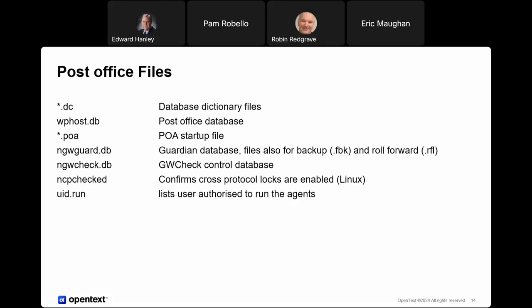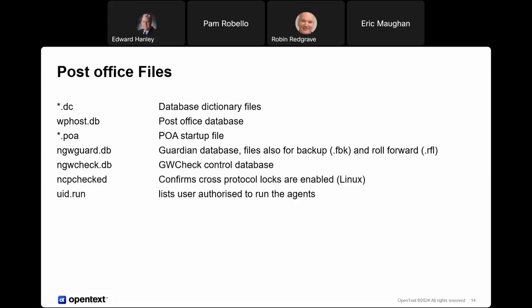We've got the startup file for the post office. Again, same things there about trying to avoid putting stuff in there. And then we've got a very important database called NGW Guard database, which is the Guardian database, which really is a sort of database of database type things. And it's a very important database in the system.